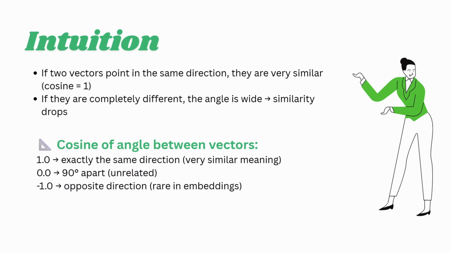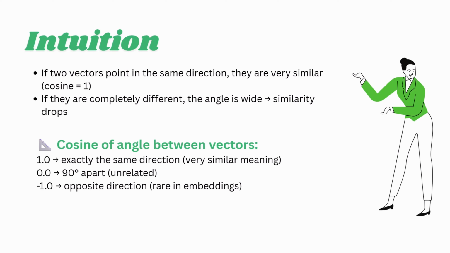To build a better intuition for cosine similarity, imagine each vector as an arrow pointing in a certain direction in space. Now, what we care about is the angle between these two arrows, not how long they are or how far apart they are. If two vectors point in the same direction, the angle between them is 0 and the cosine value is 1, meaning they are very similar in meaning. If they point in completely different directions, say 90 degrees apart, the cosine value drops to 0, which means they are unrelated.